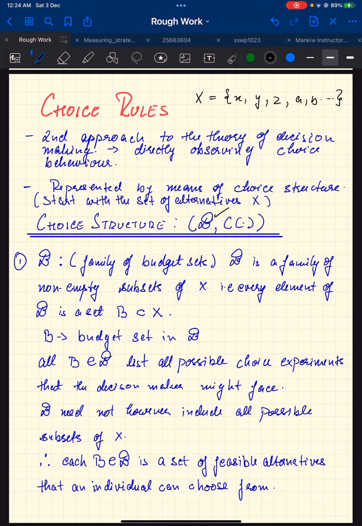So each element in curly B is a budget set capital B, which is a subset of capital X. Therefore, each capital B in curly B is a set of feasible alternatives that an individual can choose from. So, for example, if you think of a budget set, it would include items that are affordable to a consumer. So, that is exactly what we are saying, that each capital B in curly B is a set of feasible alternatives that an individual can choose from.